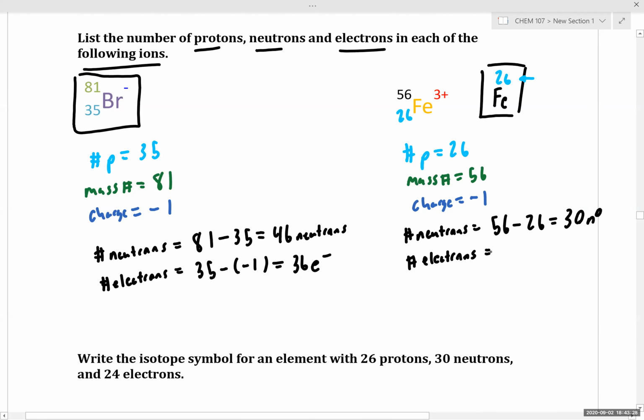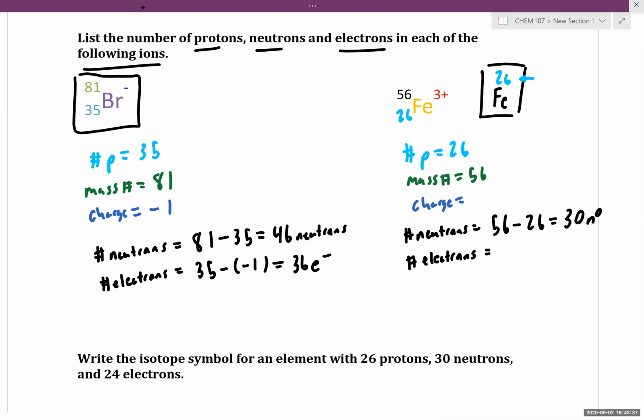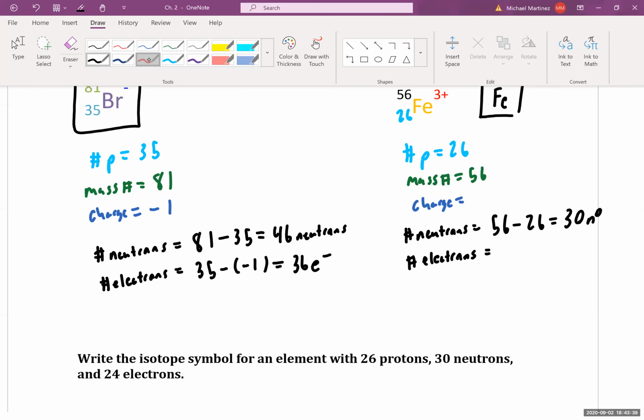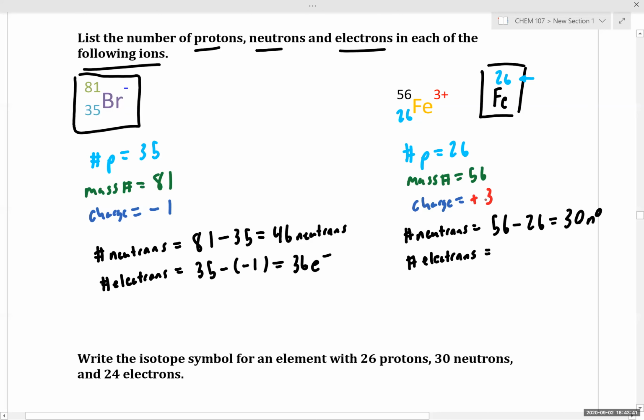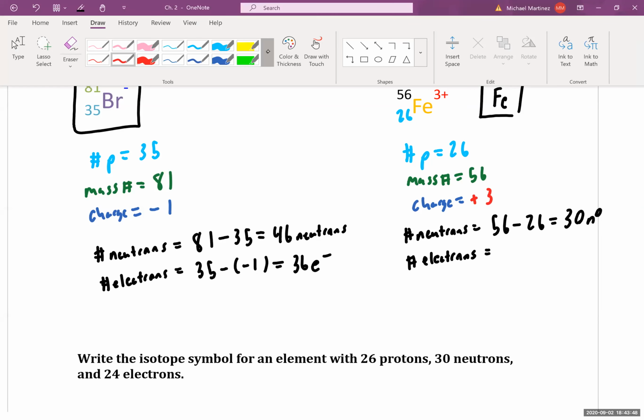Professor, wouldn't it be 3? Why is it -1 charge? Oh, sorry about that. The charge in this case would be +3. Sorry about that. I'm not sure what happened there. Let me readjust that calculation.